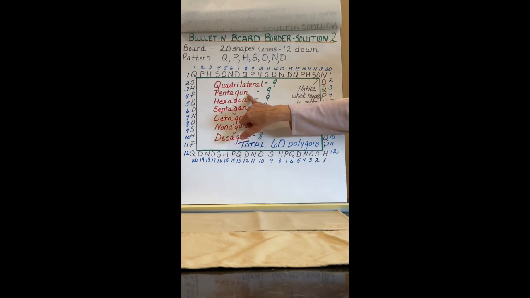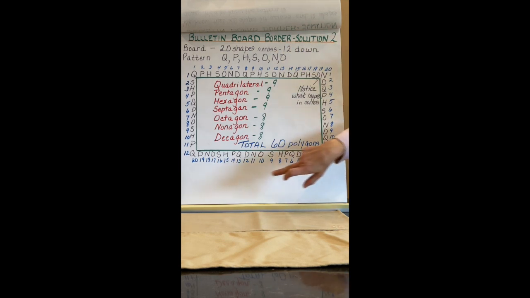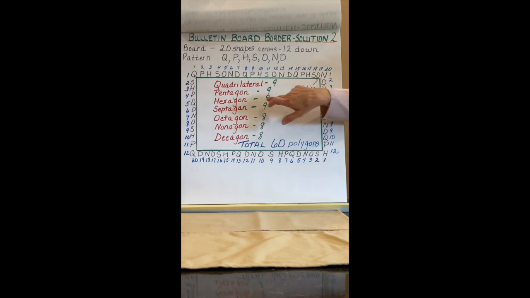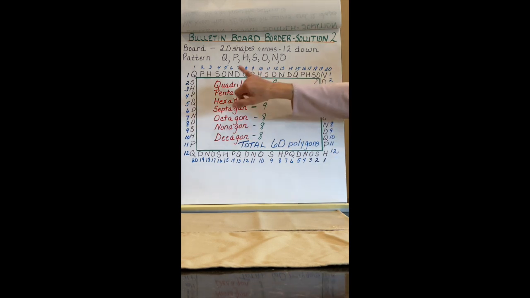Then I counted the Ps, the pentagons. 1, 2, 3, 4, all the way around, and I got 9. Okay? Then I counted my hexagons. 1, 2, 3, 4, all the way around, I got 9. Then I counted my septagons. 1, 2, 3, 4, 5, all the way around, and I got 9. But watch what happens.